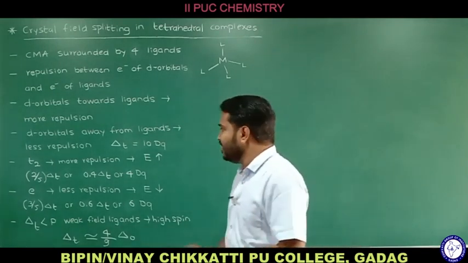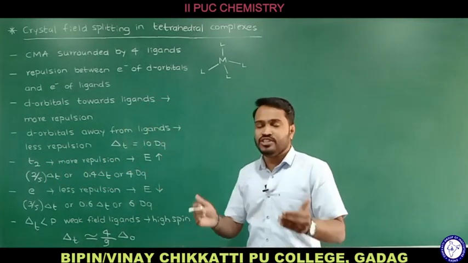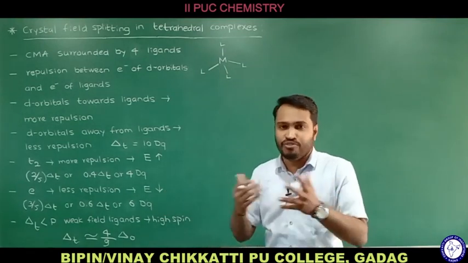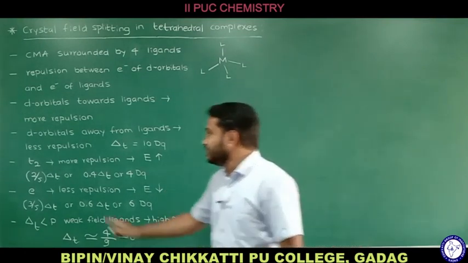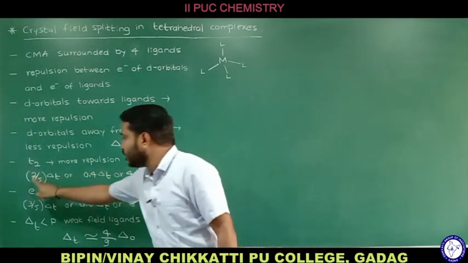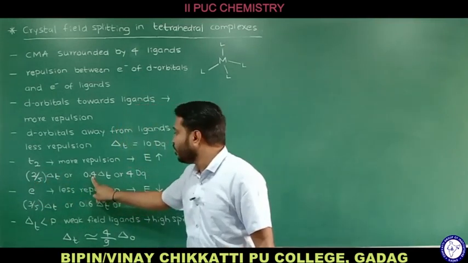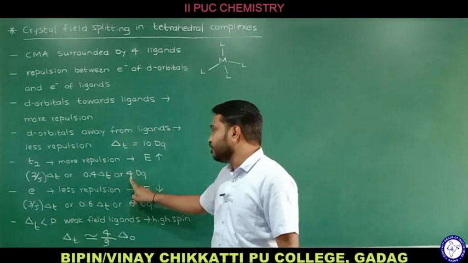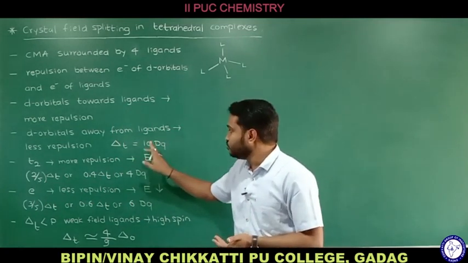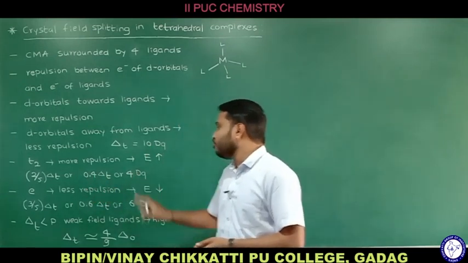Now remember, as I said, T2 energy is going to increase. How much is it going to increase? And Eg energy is going to decrease. What is the value of the decrease? The T2 atomic orbitals are going to increase by the factor 2/5 delta T, or you can say 0.4 delta T, or 4 Dq, all three being the same. Since delta T is equal to 10 Dq, you can write 0.4 delta T in the form of Dq also.